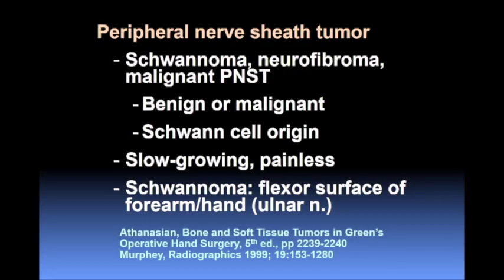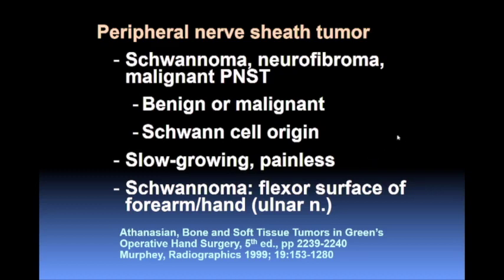Another lesion you might run into is peripheral nerve sheath tumors. These may be schwannomas, neurofibromas, or malignant peripheral nerve sheath tumors, and these are usually in the setting of neurofibromatosis. These can be benign or malignant. They're of a Schwann cell origin, and they too are slow-growing and painless. So what might help you to discern these is to look for that entering and exiting nerve. Whenever you see a solid hypoechoic lesion, just look at the ends of the lesion, see if you can see an entering, exiting nerve.